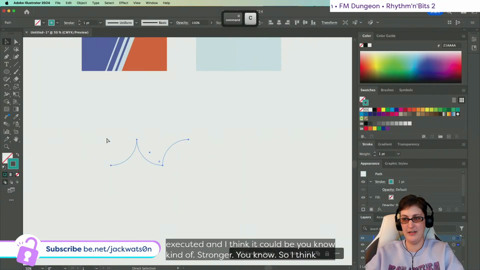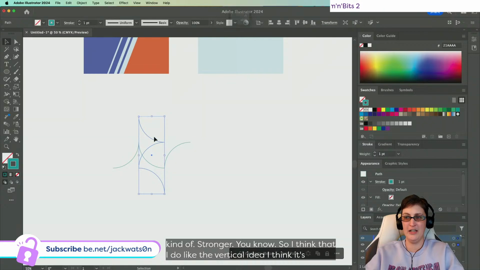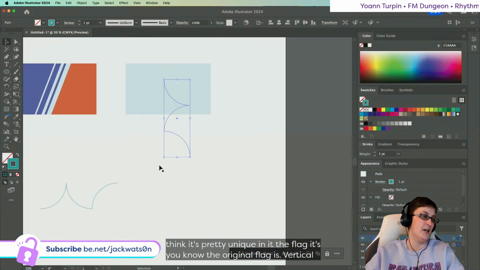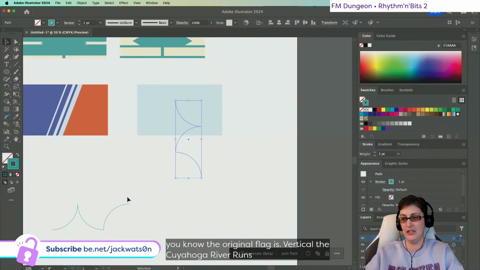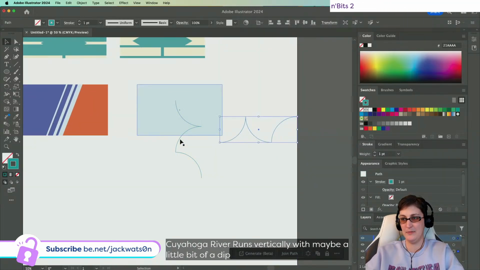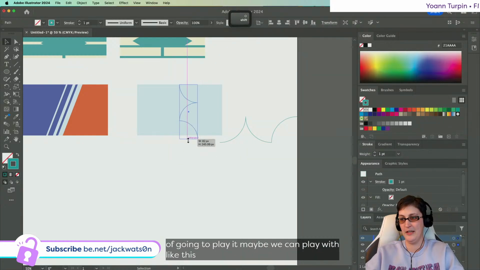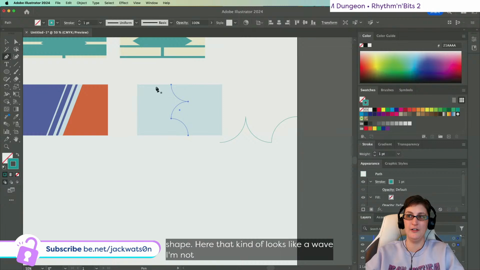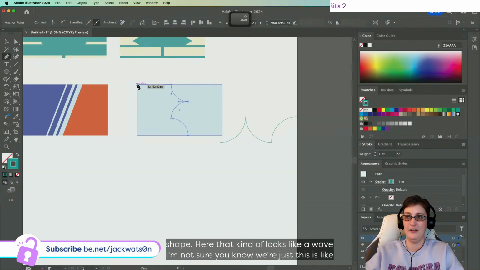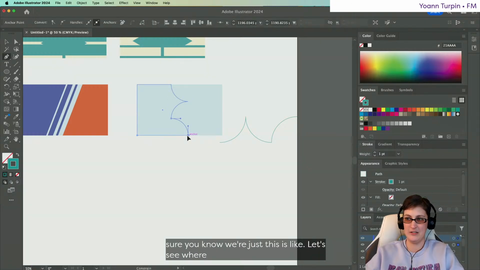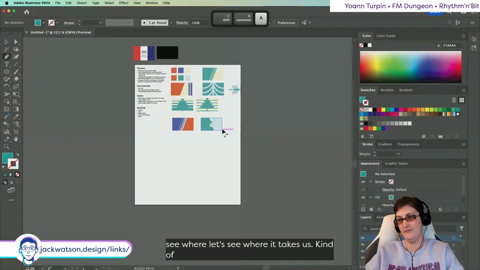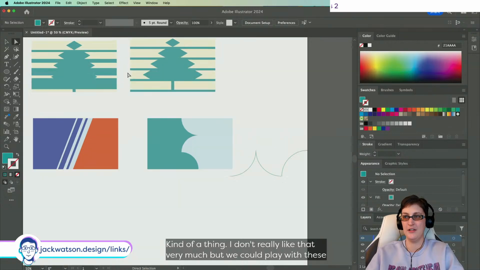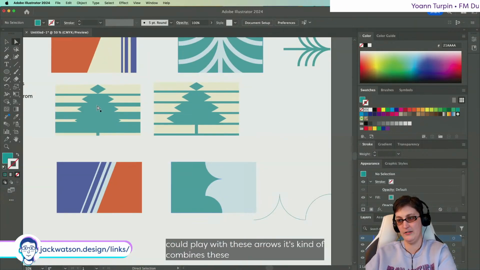I do like the vertical idea. I think it's pretty unique, and the original flag is vertical. The Cuyahoga River runs vertically, with maybe a little bit of a dip, so maybe we could play with this shape. Maybe we go with a more organic shape here that looks like a wave. I'm not sure, let's see where it takes us. I don't really like that very much, but we could play with these arrows. This combines these concepts here, right?